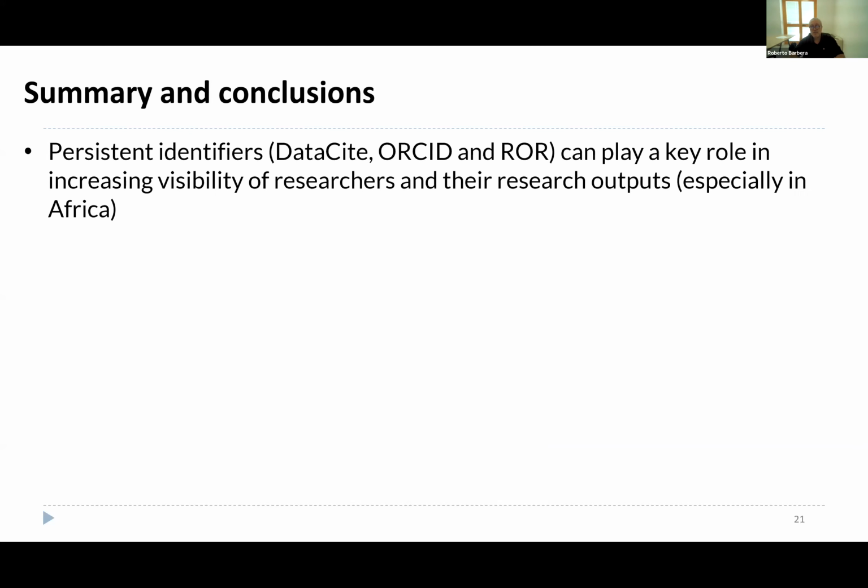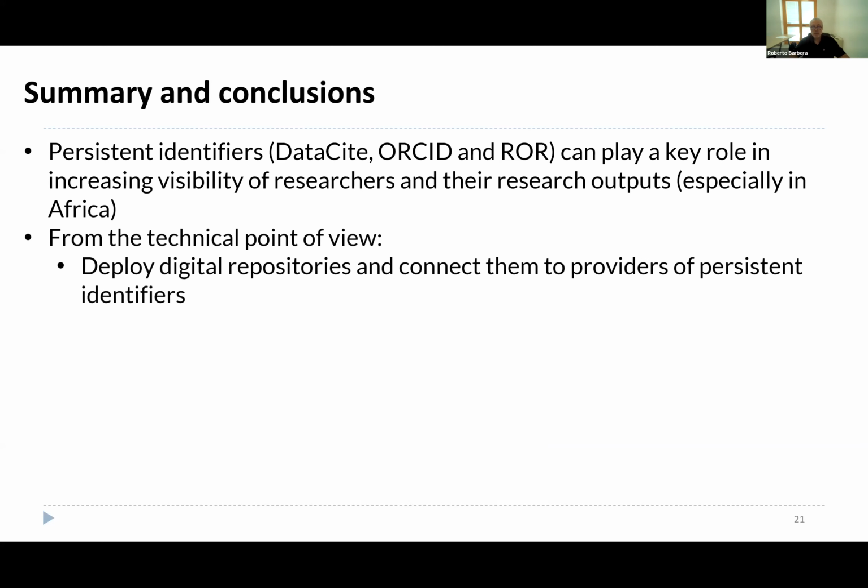So let me summarize. Persistent identifiers, as I said and as I hope I tried to show you, like DataCite, like ORCID, like ROR, can play a key role in increasing the visibility of researchers and research outputs, especially in the African continent, where we have seen there is a gap. From the technical point of view, the approach we took is to deploy digital repositories and connect them to providers of persistent identifiers. So we exploited Zenodo and Invenio, and we connected to ORCID and DataCite.